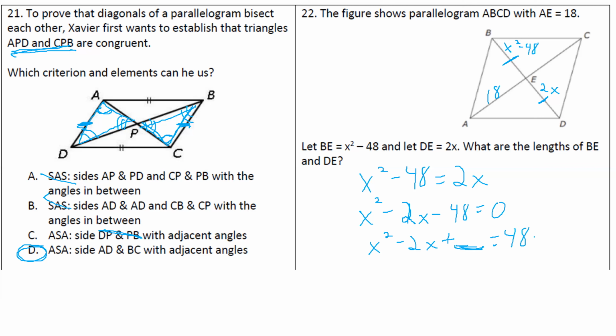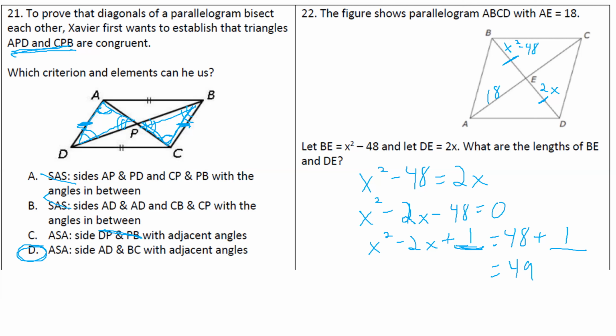48, now that it's on the other side, is a positive. And we have to add a blank over there as well, because we're going to have to add the same value to both sides. What number completes our square? We take the middle term, divide by 2, and you square it. Half of 2 is 1. 1 squared is 1. So now that we have a perfect square, this side is 49.